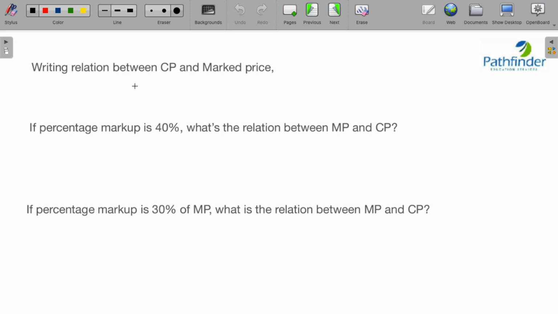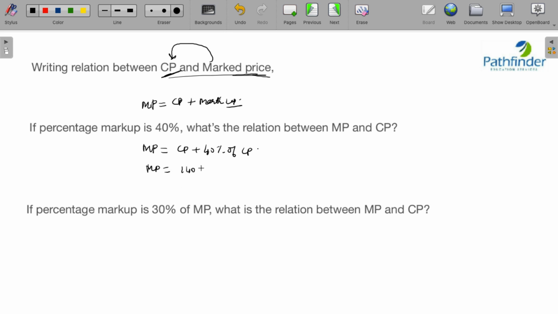Similarly, relation between CP and marked price. So marked price is usually calculated as a percentage of CP. So percentage markup, हमारा फॉर्मूला क्या है? मार्क्ड प्राइस इज इक्वल टू CP प्लस मार्कअप, यही हमारा फॉर्मूला है. तो हम क्या लिखेंगे? मार्क्ड प्राइस इज इक्वल टू CP plus 40% of CP. So marked price is 140% of CP. This should be absolutely clear.